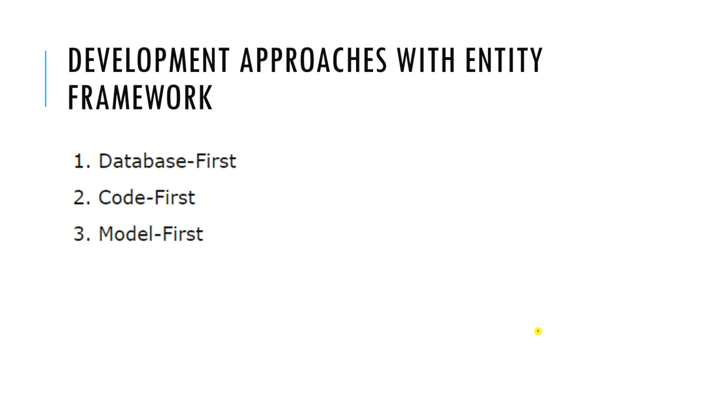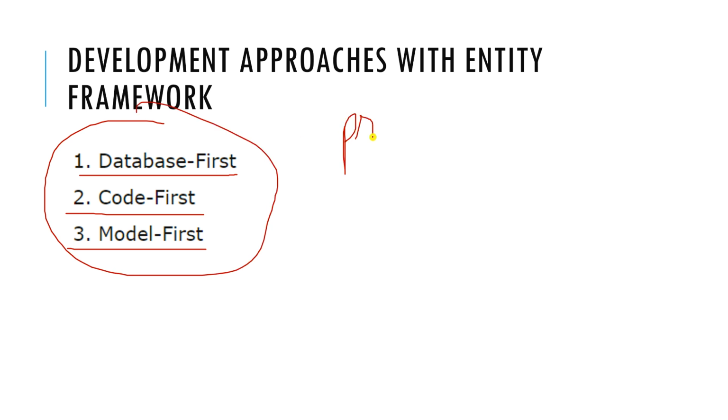To develop with Entity Framework, we have 3 approaches. First one is database first, second one is code first, and third is model first. It means that we have a problem or a requirement, so how can we build our project? It has 3 approaches: database first, code first and model first. As you see, with the names, we can predict how each approach works.